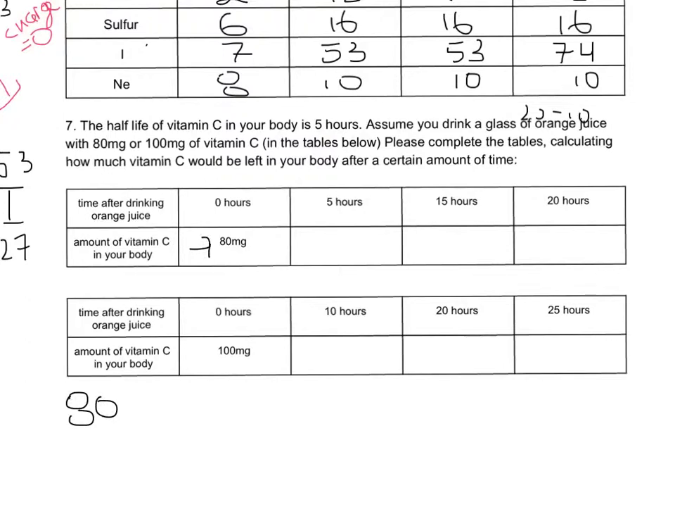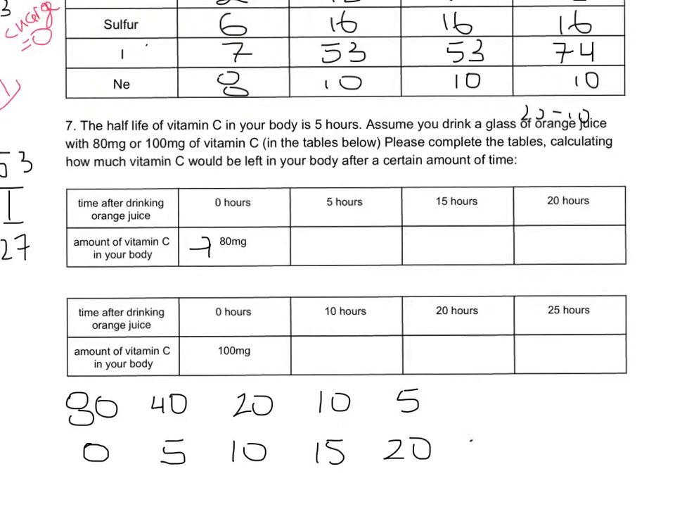We start with 80, okay, and this is at 0 hours. After 5 hours, divide by 2. 80 divided by 2 is 40. After another 5 hours, 40 divided by 2 is 20. After another 5 hours, 20 divided by 2 is 10. After another 5 hours, 10 divided by 2 is 5. After another 5 hours, 5 divided by 2 is 2.5.